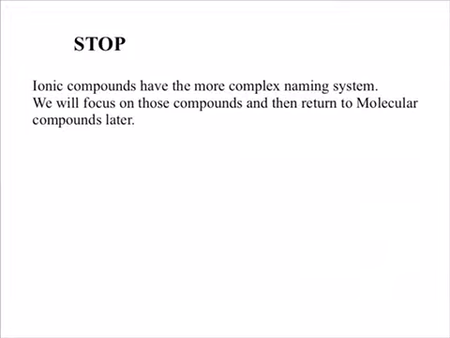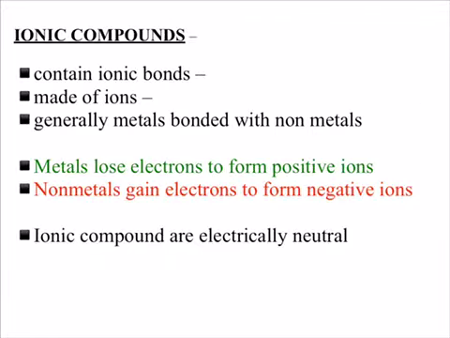We're going to be focusing on ionic compounds for a while, because that is the group of compounds that we're going to learn names and formulas for first. So to recap what we've seen so far, ionic compounds are made of ionic bonds, made of ions. Metals lose electrons, nonmetals gain electrons.